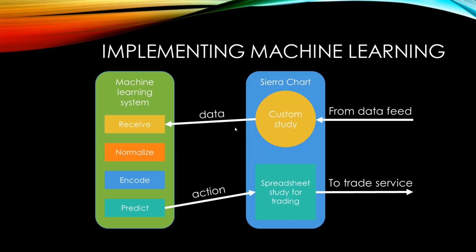So the rectangle on the left is the very sophisticated machine learning system that will be sitting on your computer. There's a custom study that I've written in Sierra Chart that collects the data it needs, formats it in a certain way, and then sends it to the machine learning system, which does a lot of work on it and then makes a prediction. It does this very, very quickly, in under a millisecond. It then sends the prediction back, and now Sierra Chart's regular spreadsheet study for trading takes over.